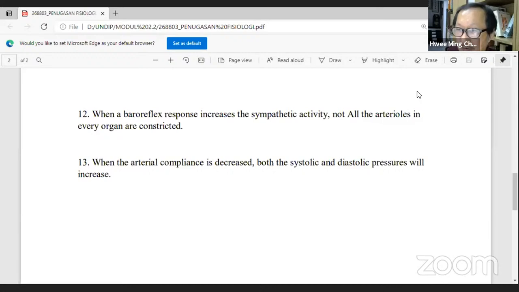So Kevin, is it not all? That means some are not constricted during the increase in TPR. Is that true?